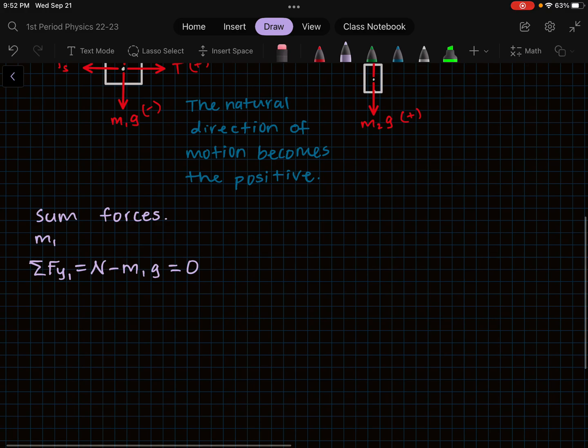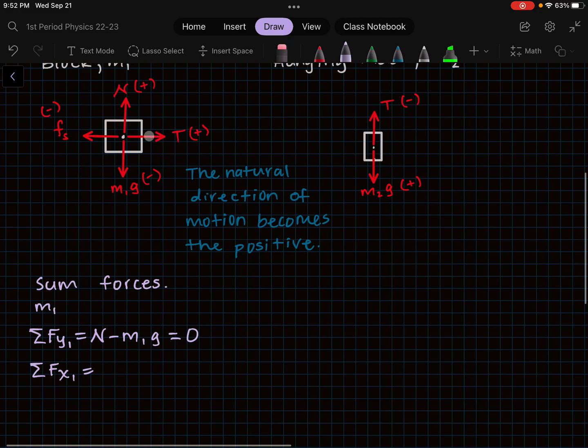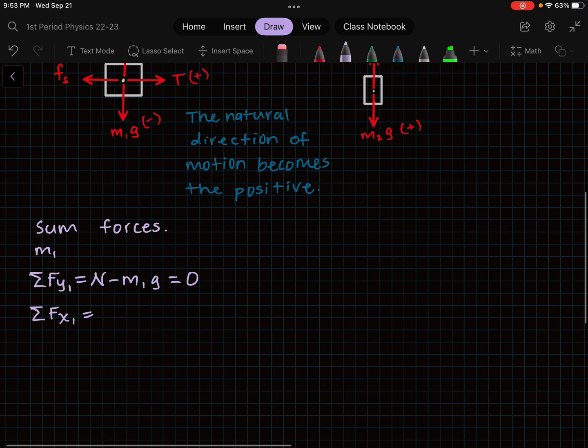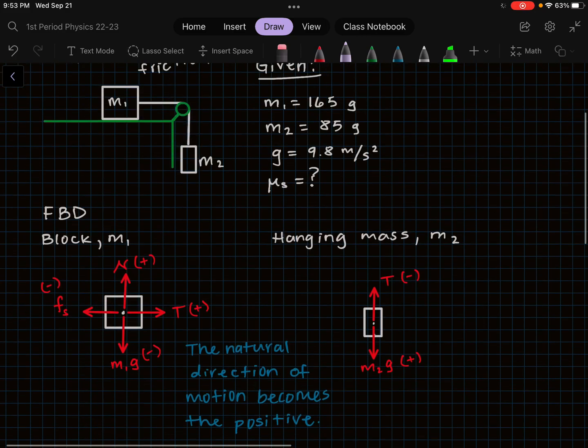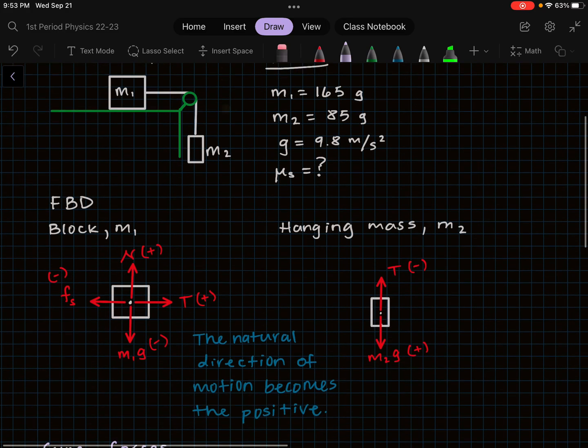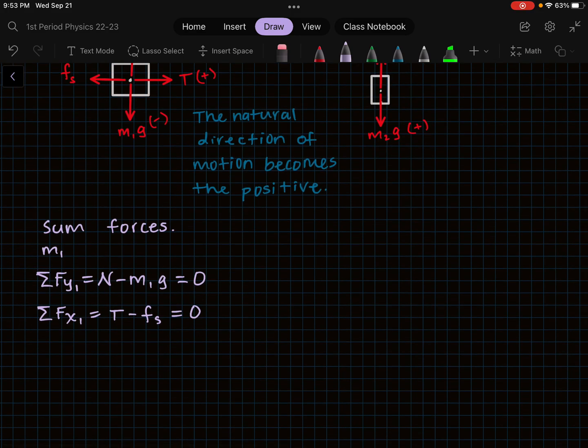Now let's do the same thing for the x. The summation of forces along the x for mass 1 is, well, in this case we have tension, which is positive to the right, and force of friction, static, which is negative to the left. So it'd be tension minus force of static friction is equal to 0, because it's not moving to the left or right. The block does not move. There you go.